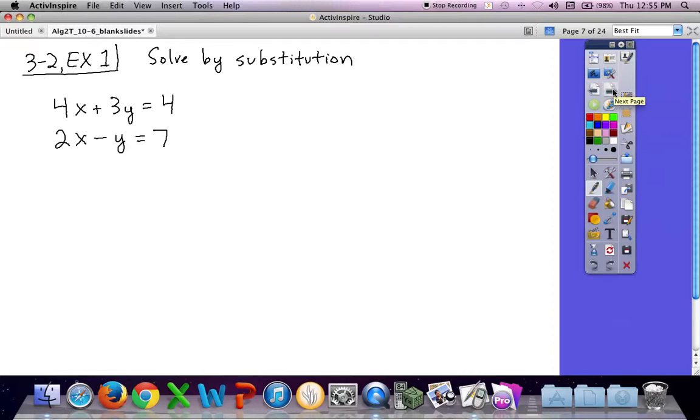And here's our system of equations. It's two equations with two variables, x and y. And I'm going to solve it while I write down the steps on this side. So the first step, since we're solving by substitution, is solve one equation for one variable.